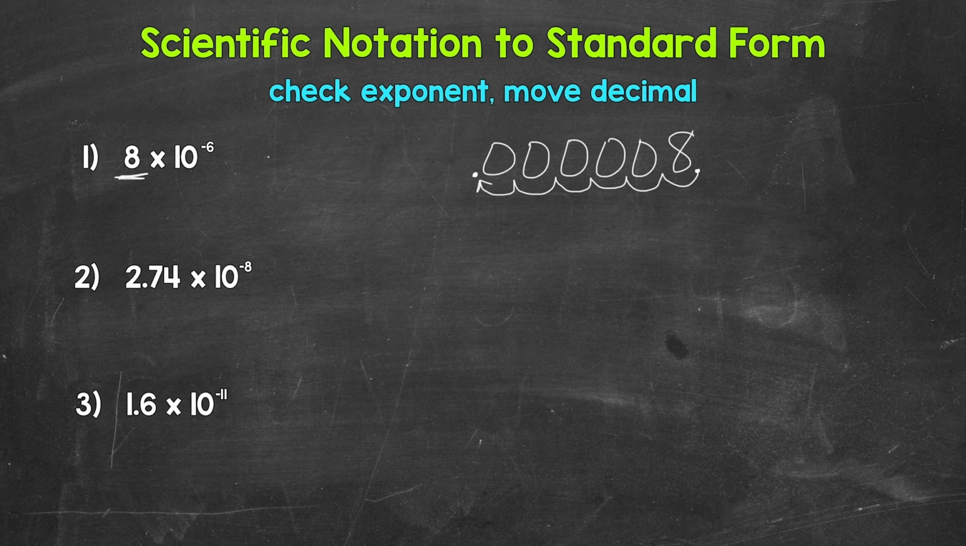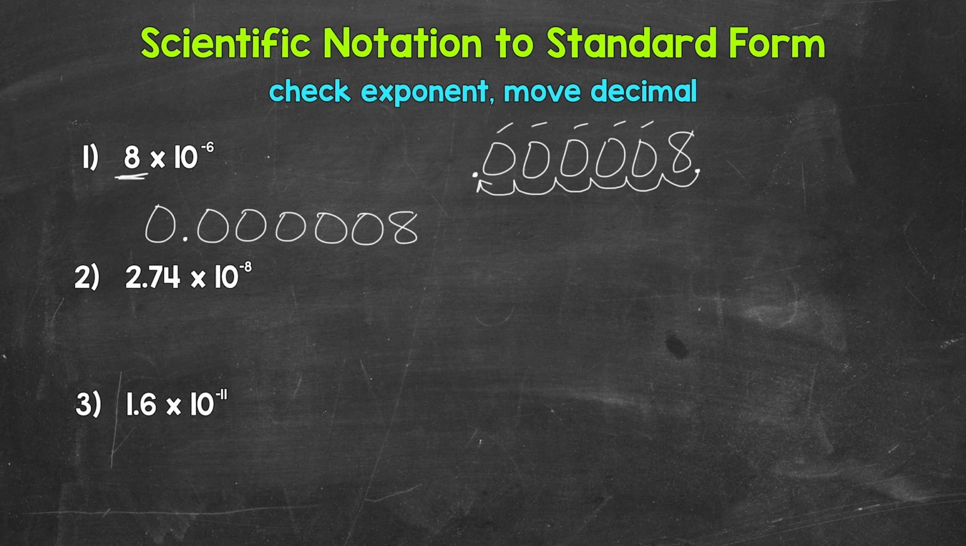But let's rewrite this a little neater without the decimal movement underneath. We will start with a 0, and then the decimal, and then 5 zeros, and then the 8. So 1, 2, 3, 4, 5 zeros, and then the 8. And we're done. That's our standard form for number 1.